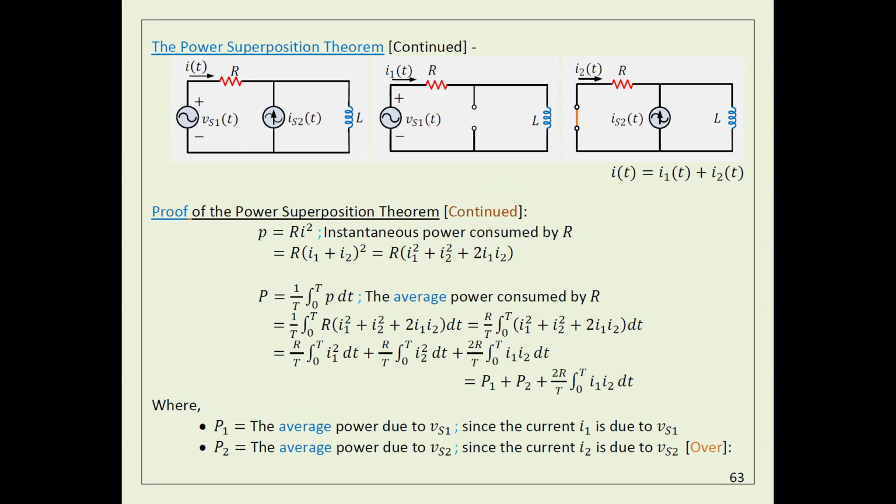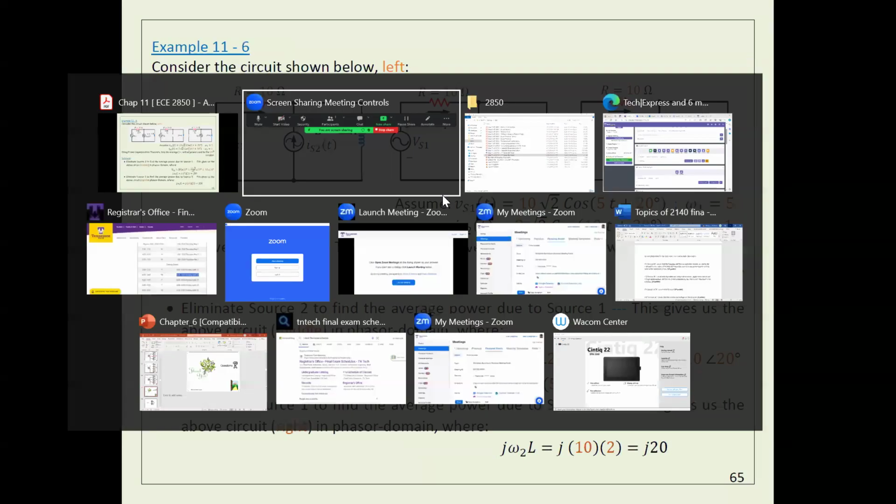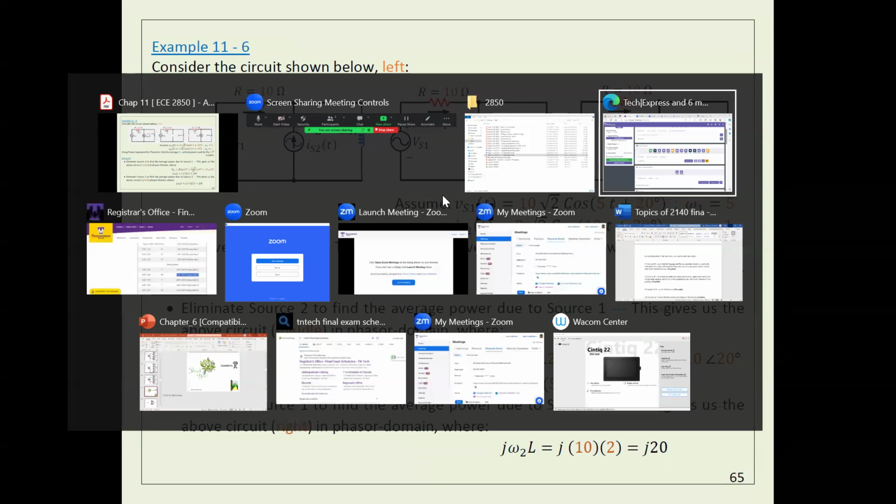Very restrictive because, number one, you can use it only for average power. Number two, you can use it only when frequencies are different. I think that's enough. Maybe I want to go through the topics.